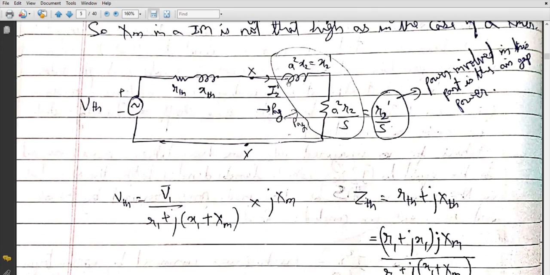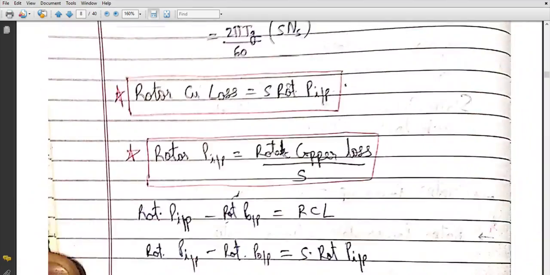Now we know that PAG is thrice of I2 dash whole square into R2 dash divided by S. This is what we are replacing over there. This circuit is basically a single phase circuit, so now we need to take it for three phase. While developing the electromagnetic torque, we are deriving it for a complete motor, so we'll be deriving for three phase. So now we'll go back to that so that I can tell you.